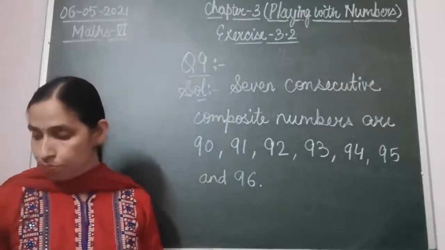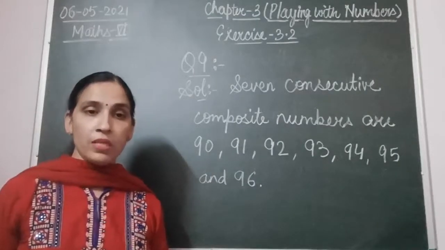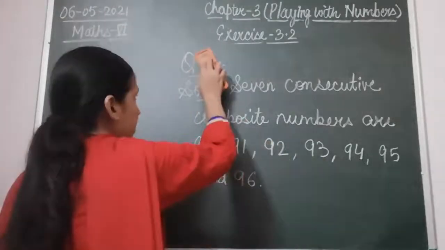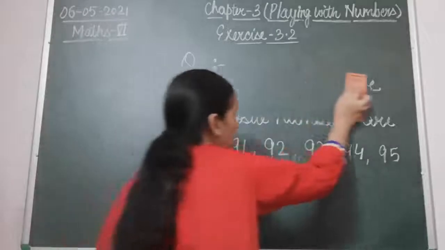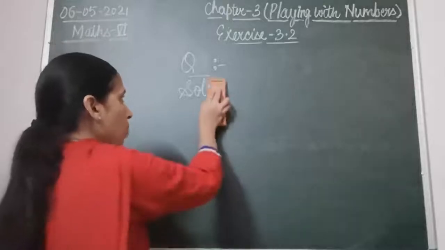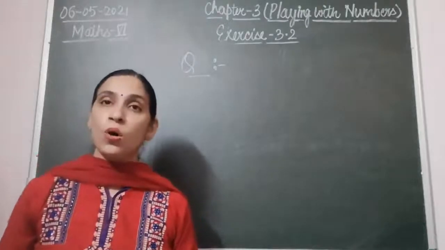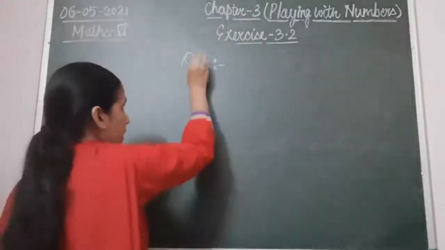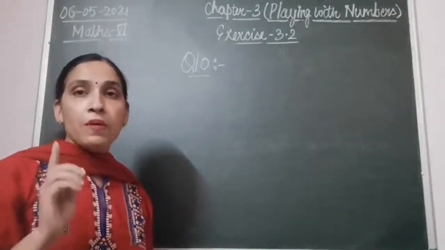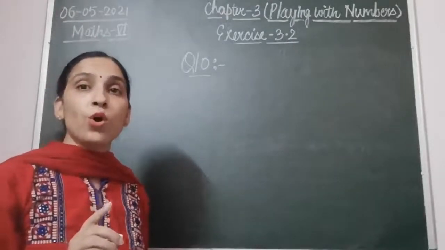Now we'll come to question number 10. Express each of the following numbers as the sum of three odd primes. Now you have been given some numbers and you have to represent each number as the sum of three odd primes.